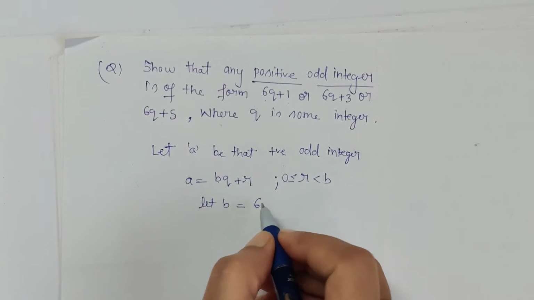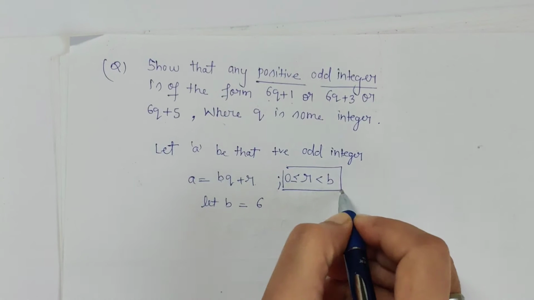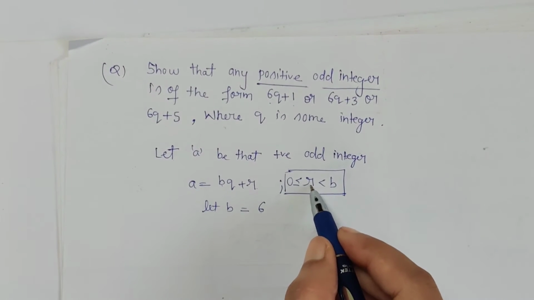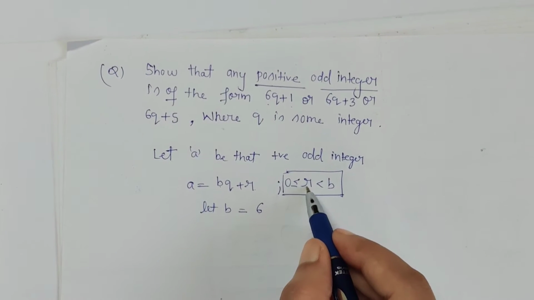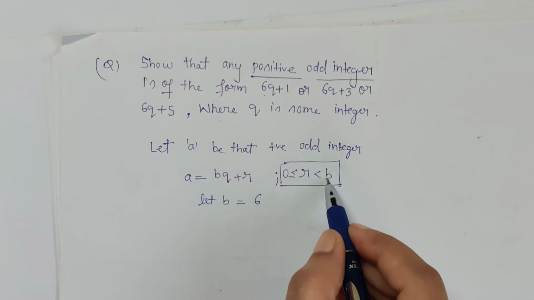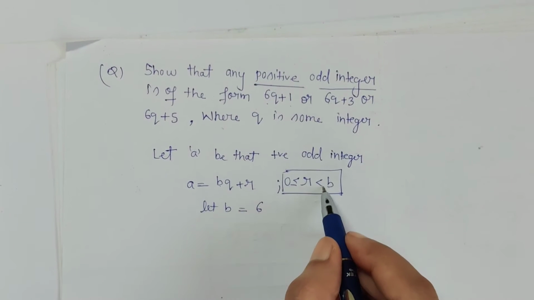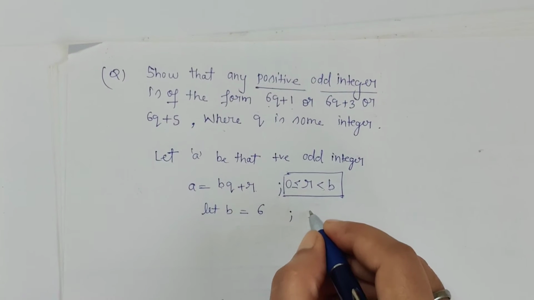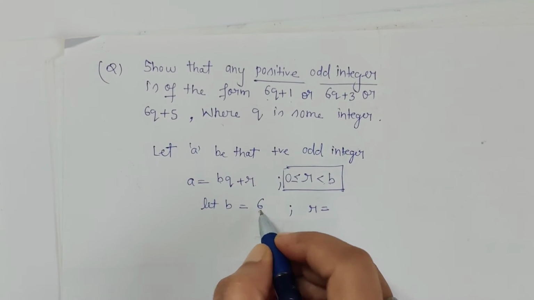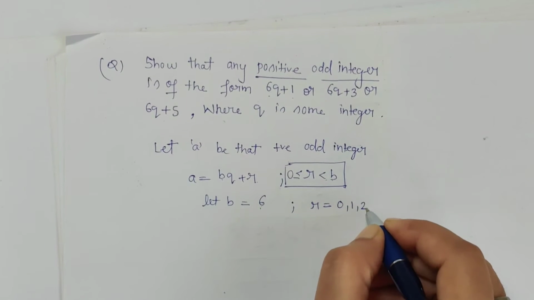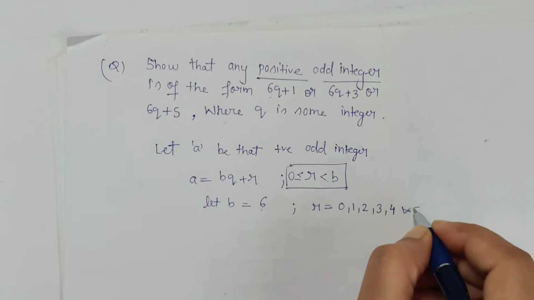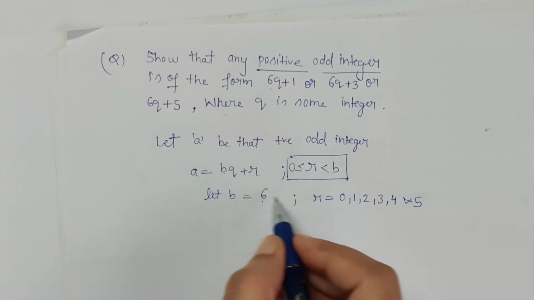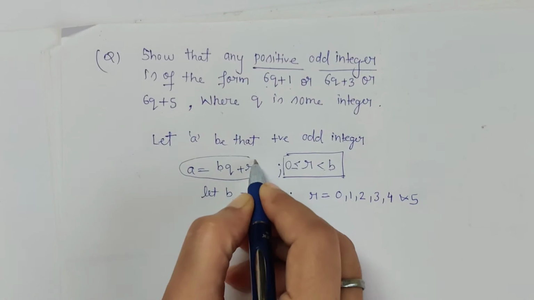So if b is 6, what could be the possible values for r? Here we can clearly see that the condition on r is greater than or equal to 0 but less than b. R could be 0 also, but it has to be less than b, and here we have considered b as 6. Therefore the possible values for r will be 0, 1, 2, 3, 4 and 5, isn't it?